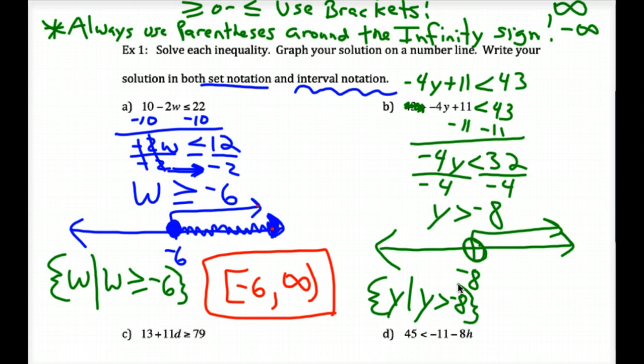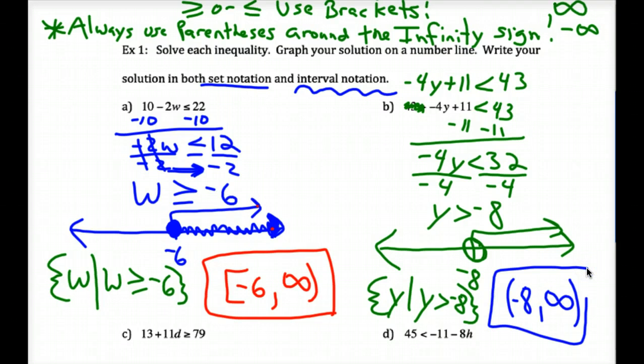And then interval notation. Everybody think they got it yet? Yeah, I do. Go ahead, Aaron. Left bracket. It's not going to be a bracket, it's going to be a parenthesis. Why? I'll get there. -8, comma, negative infinity, parenthesis. No, it's greater. Why is there a parenthesis at the beginning and not a bracket? Because there's an open circle. That's why.